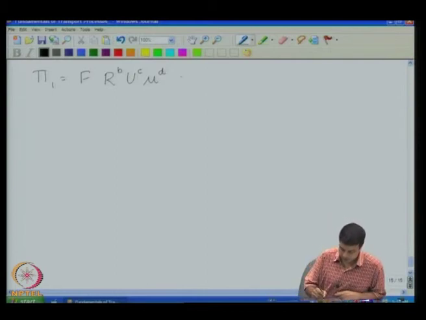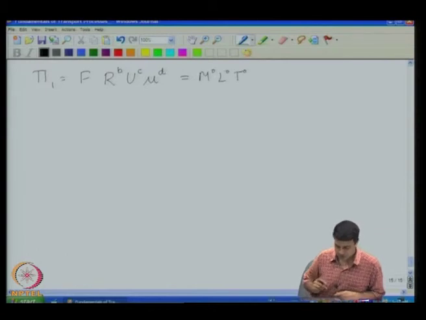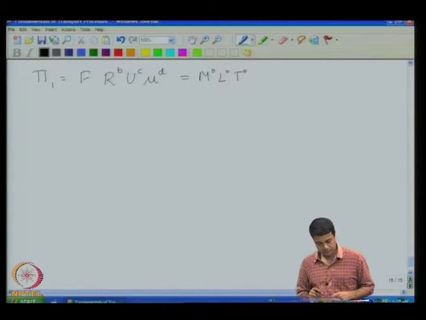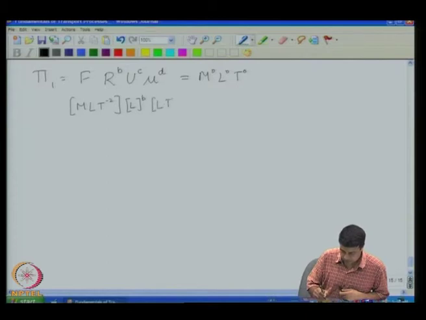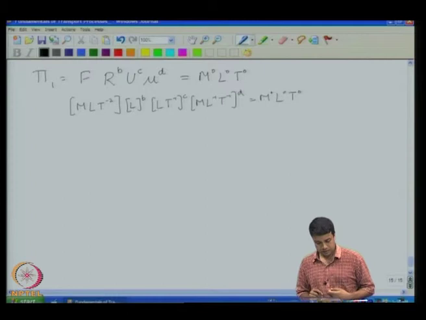This has to be dimensionless. So, it has to have mass power 0, length power 0, time power 0. So, force has dimensions of m l t power minus 2, mass times acceleration, times length power b, velocity which is length t inverse, power c, and then viscosity which is m l inverse t inverse, power d, is equal to m power 0, l power 0, t power 0, dimensionless.